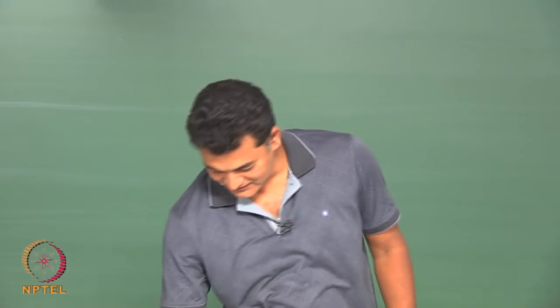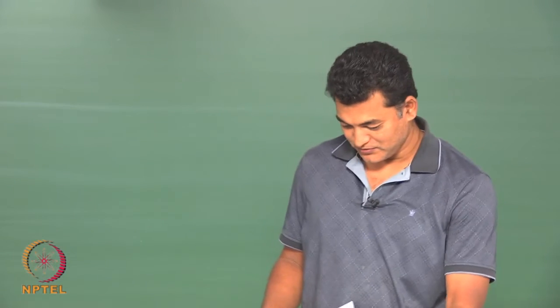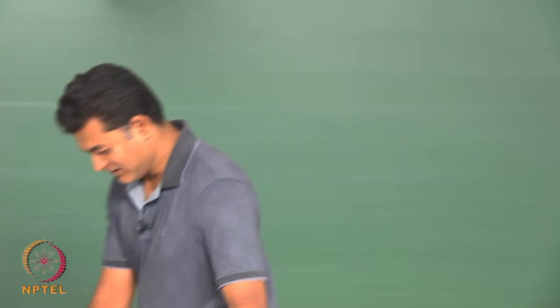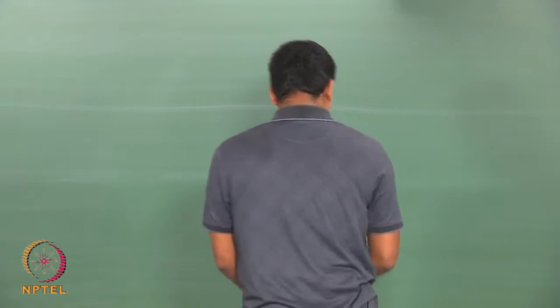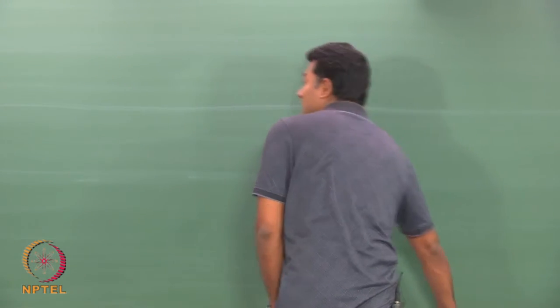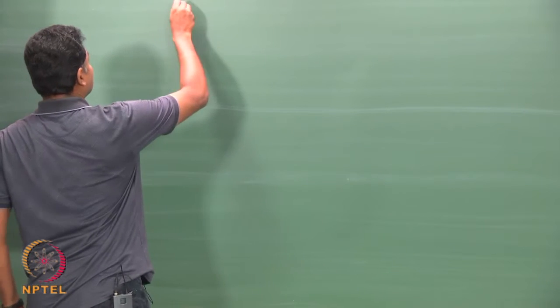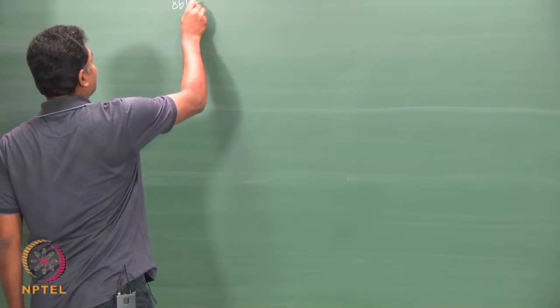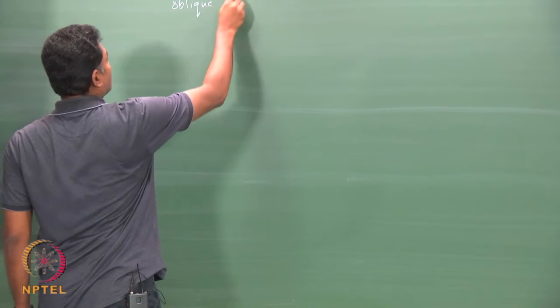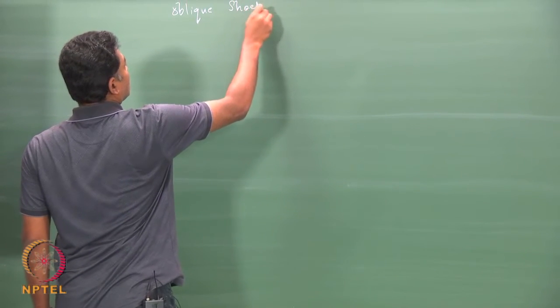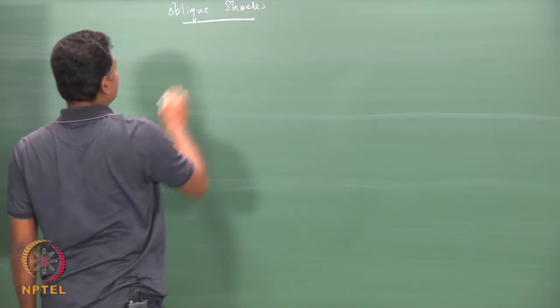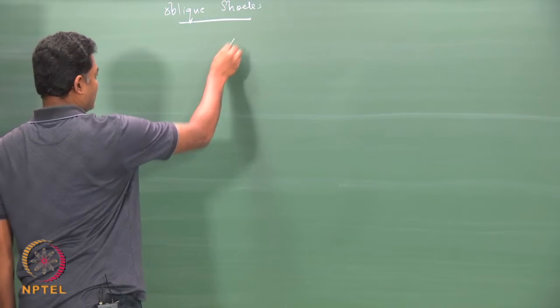In this class we will discuss something called shock polar related to oblique shocks, and we will draw the velocity triangles again. Oblique shocks. Let us start with the velocity triangle.